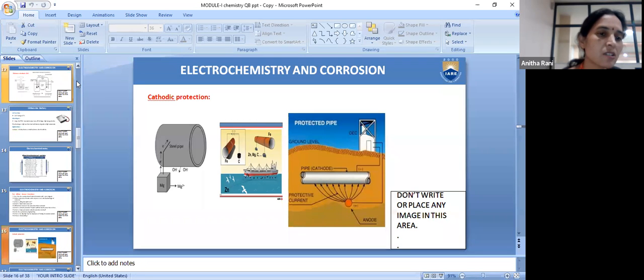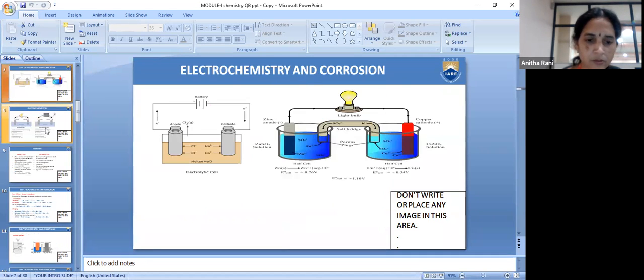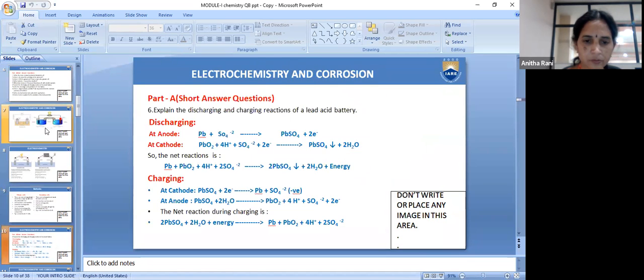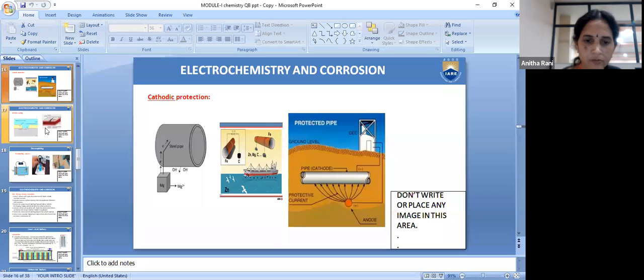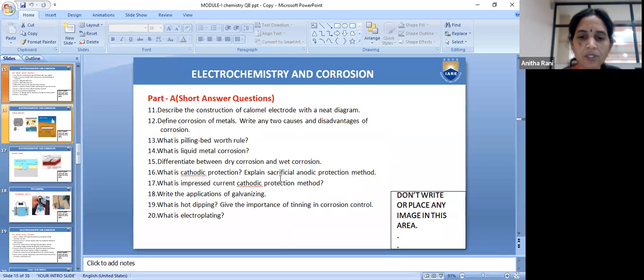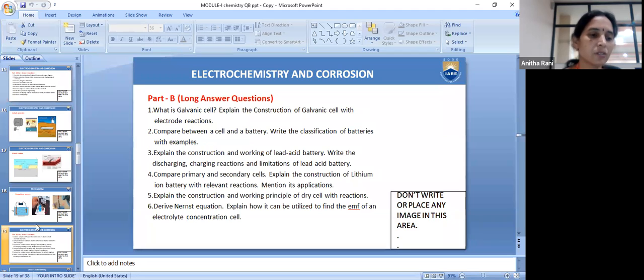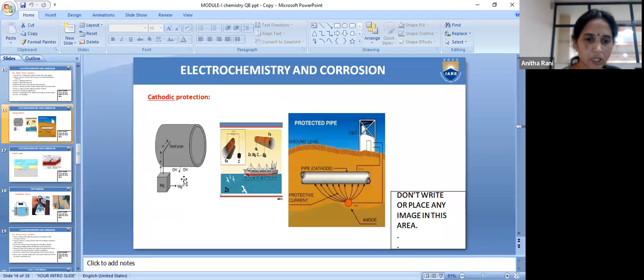Here the given question is the sacrificial anodic protection method. In this method, we take a more anodic metal and connect it to the base metal, so that the more anodic metal will undergo corrosion, that is, oxidation. It will act as a sacrificial anode. It will sacrifice itself and protect the base metal.